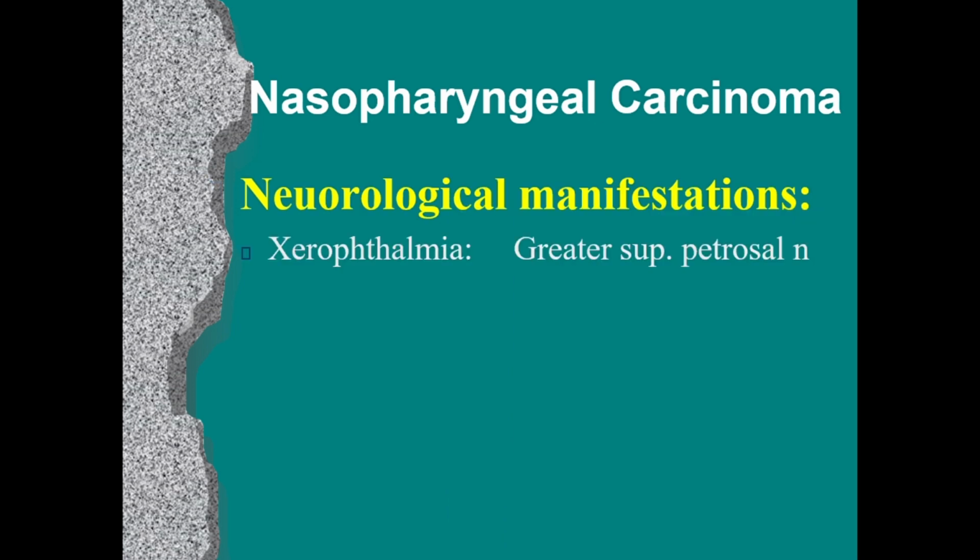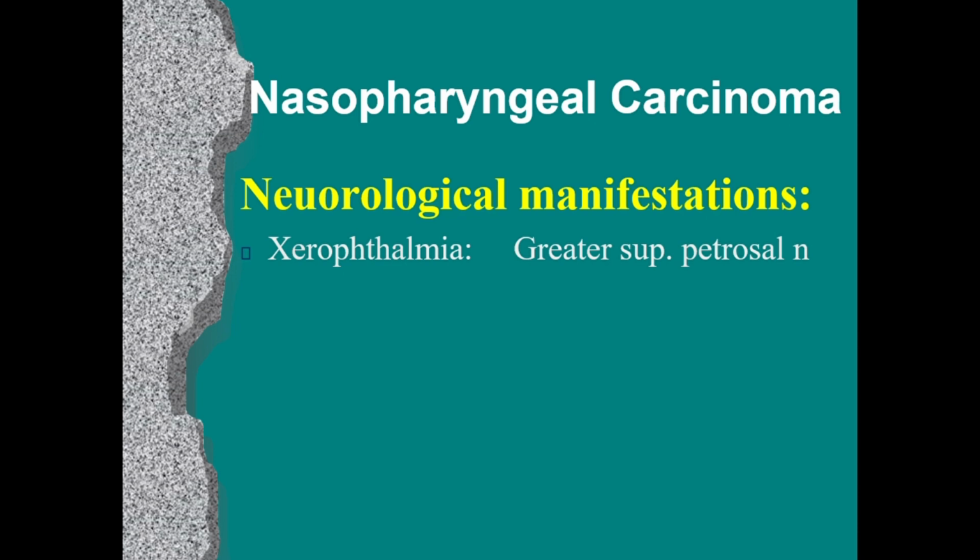Neurological manifestations. Because the nasopharynx has a roof, the roof of the nasopharynx is formed by the skull base, and the skull base is the site of passage of nerves and vessels. So cranial nerve palsies can occur as a result of nasopharyngeal carcinoma.